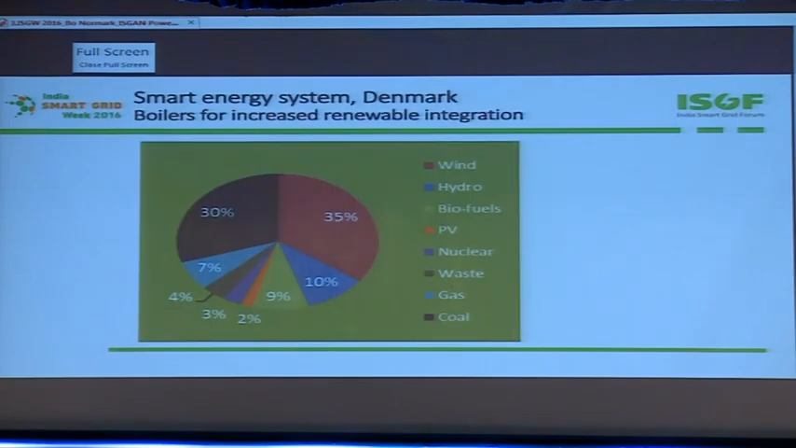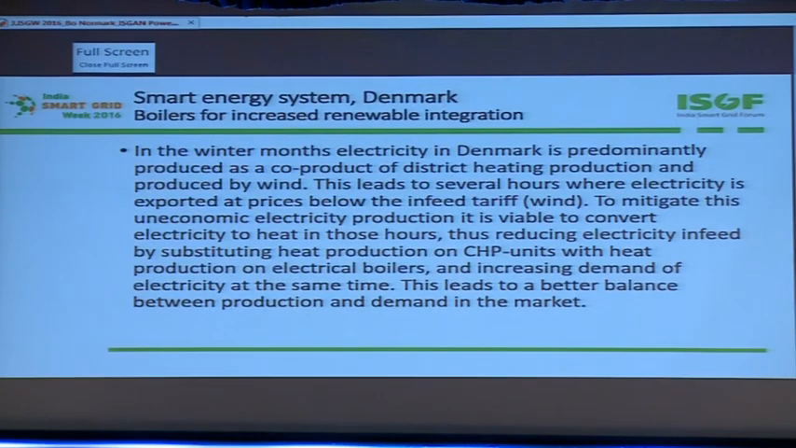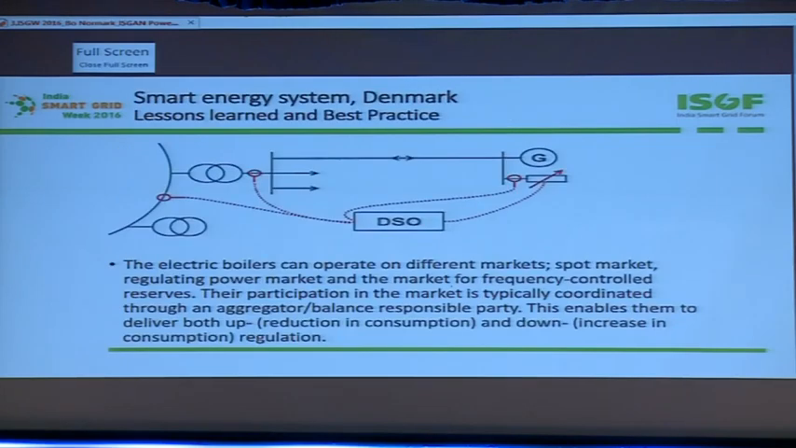Then Denmark is one example which is interesting because there they have integrated a heat system with the electricity system. When we talk about smart grids, we shouldn't forget that the power we send in the grid is used for something, and if the final use is to produce heat, then you can use heat storage rather than electricity storage. And this report shows how this is done.